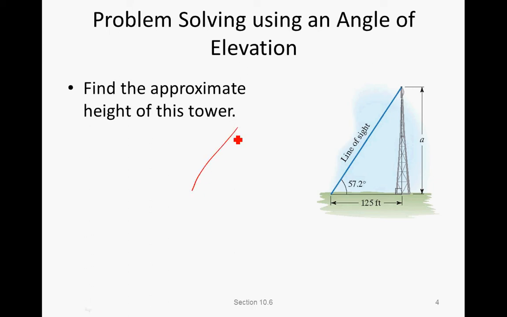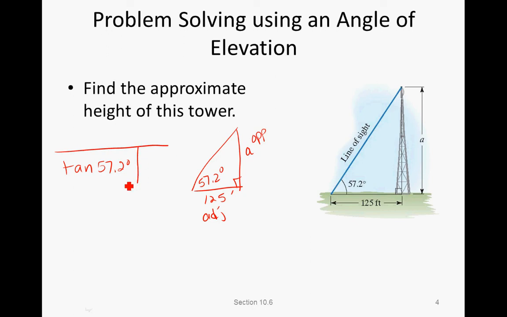So what you need to be thinking about is that we have a right triangle. We know one side is 125 feet. We know this angle is 57.2 degrees, and I would like to know how tall the tower is. So given my angle of 57.2 degrees, I have been given the side that is adjacent to that angle and the side that is opposite of that angle. So that would be the tangent function. The tangent of my angle equals the opposite side, side A, over the adjacent side, which is 125 feet.